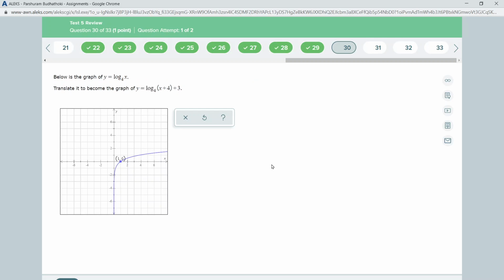Problem 30. This is the graph of the log function. We want to use the left shift 4 units and vertical shift 3 units up. So left 4, so this (1, 0) becomes left 4, which is negative 3 here, and then vertical 3 units up, 1 2 3 here. So this point goes to here. So this (1, 0) becomes left 4 units, which is negative 3, and 3 up, 1 2 3.